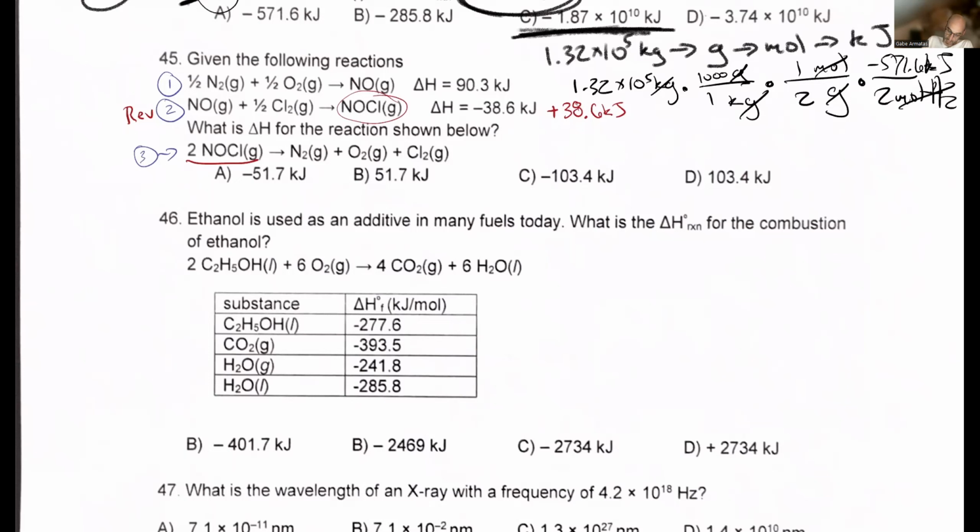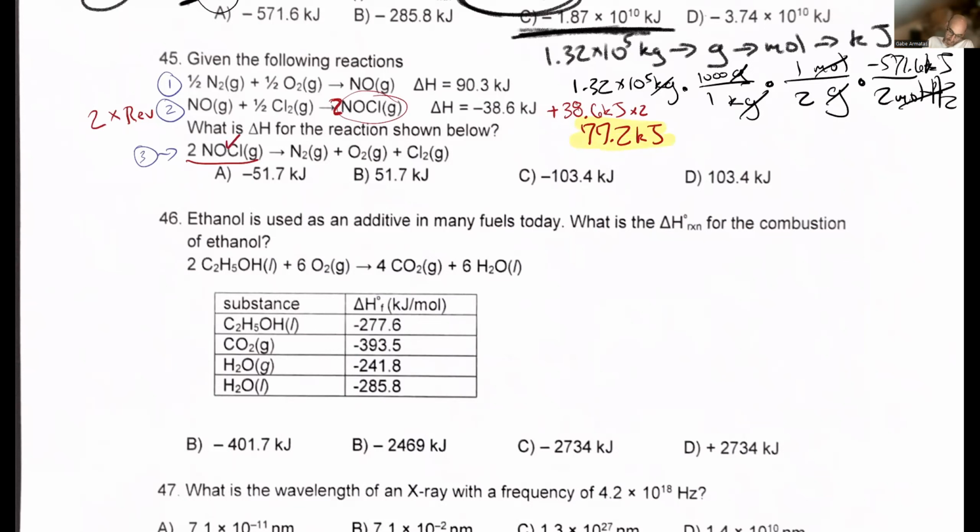Next up, I also noticed that I need to have a 2 out front. That means that I need to multiply this reaction by 2. So if I'm doubling the reaction, I'm also doubling delta H. So my new delta H is 38.6 times 2, so we end up with 77.2 kilojoules. Okay, so there we go. By doing that, that took care of my NOCl. So that puts NOCl in the right position. That is taken care of.